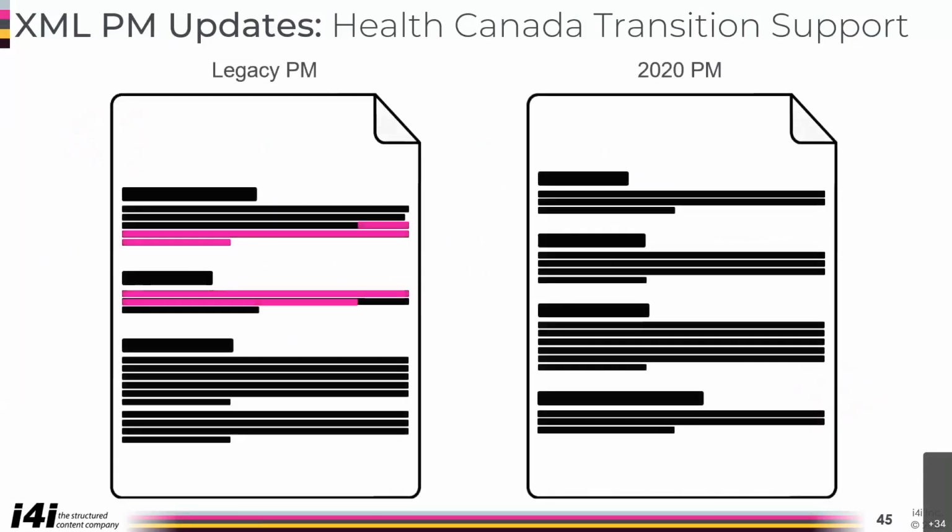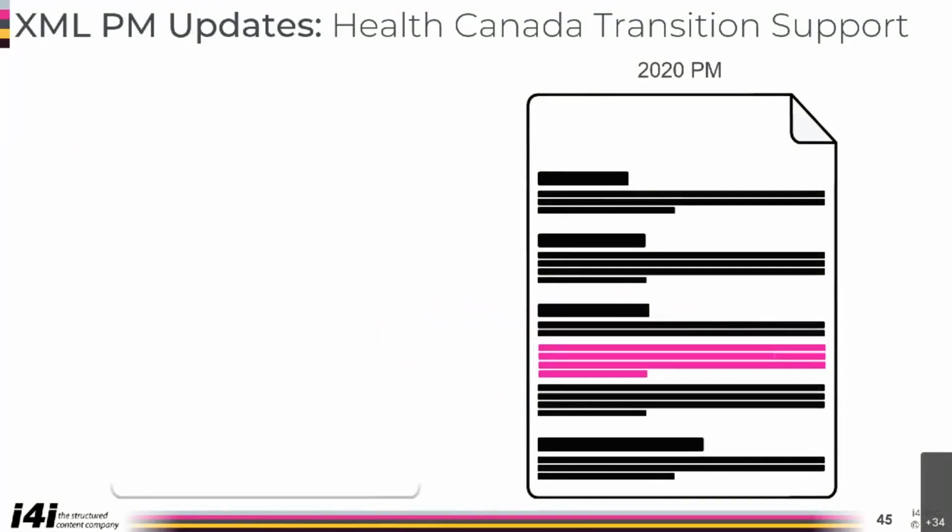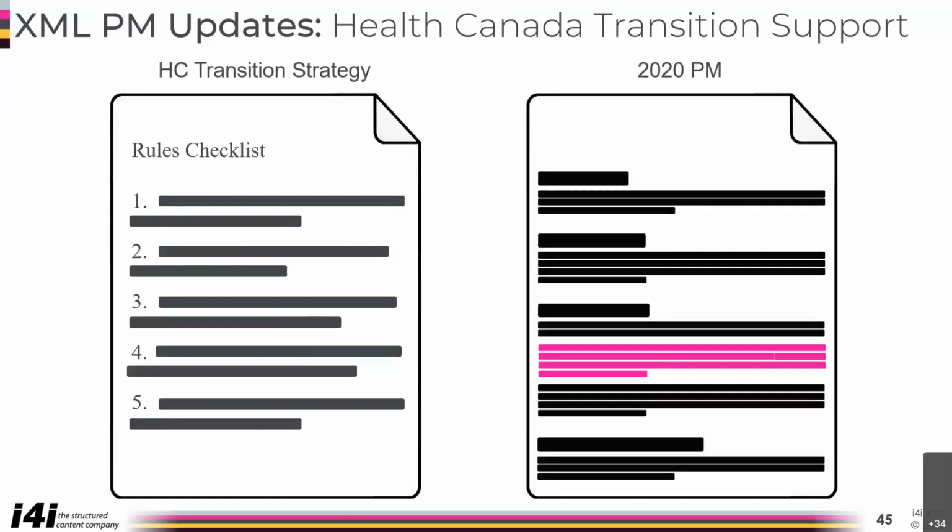What this means is that Health Canada will be providing guidance on transitioning your legacy Product Monographs, which don't follow the 2020 template structure and authoring guidance, into the 2020 XML PM format. And this benefits both the pharmas and Health Canada because it promotes consistency and it will simplify the review process. They've indicated to us that they're working on concrete directions for this transition, and there's going to be a lot of communication over the next little while on the strategy that they're working on.